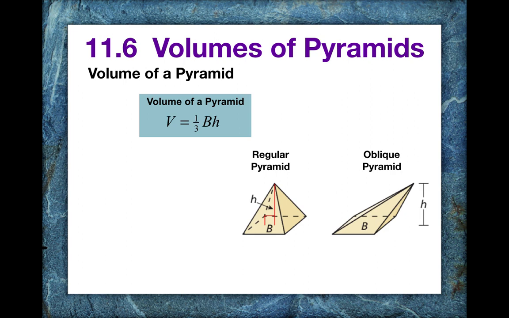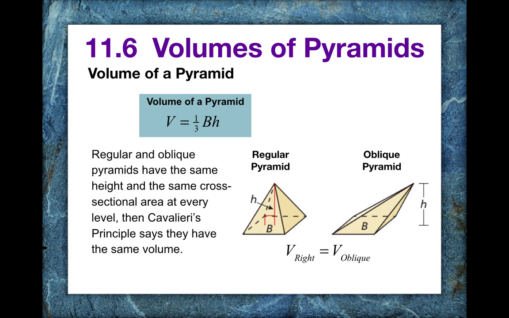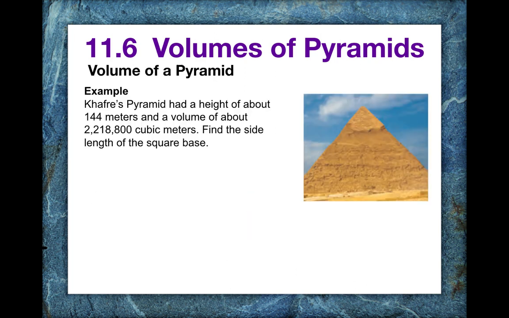So the volume of a pyramid is just this formula. We're going to take the prism formula, which is base times height, and we're going to multiply that by 1/3. So a regular pyramid looks like this. An oblique pyramid looks like this, and the volume is going to be the same for both of those. They have the same height and the same cross-sectional area at every level. So Cavalieri's principle says that they have to have the same volume.